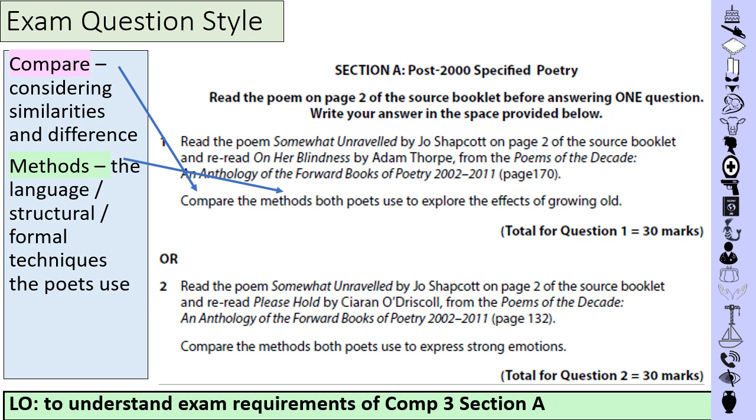So for example, in Please Hold, one of the methods that the poet uses to show strong emotions is the structure of it, and it's all very linear and very short and aggressive, and there's a lot of repetition in there to show his deepening frustration at the futility of his argument. So you would comment on that.